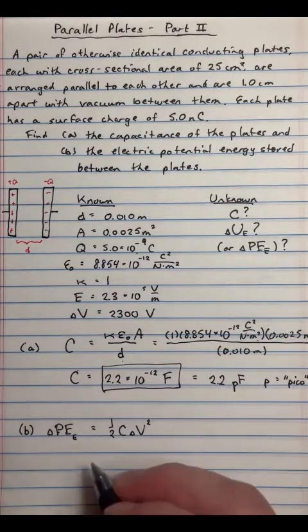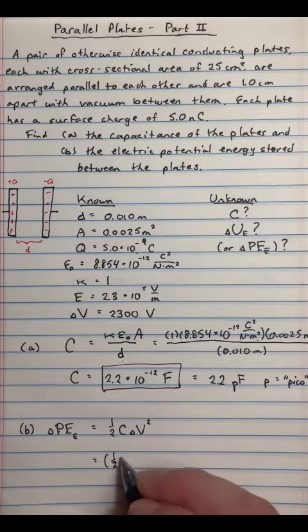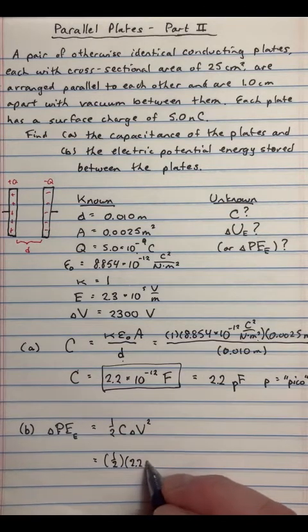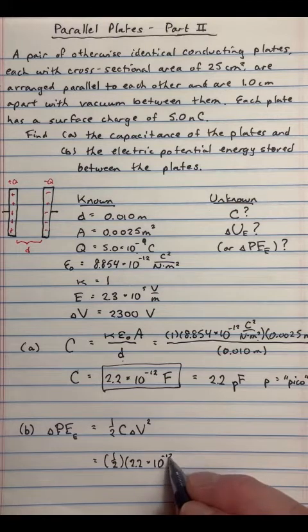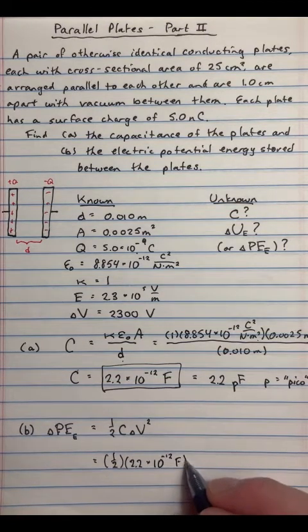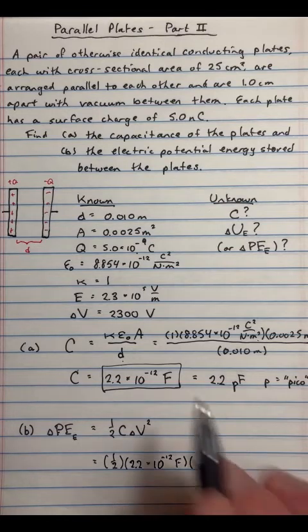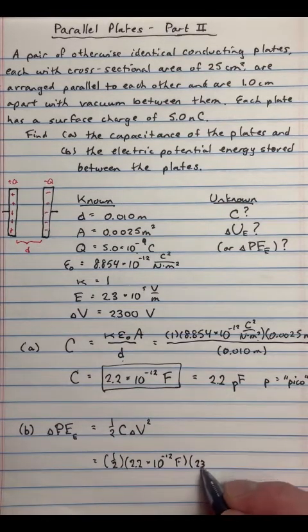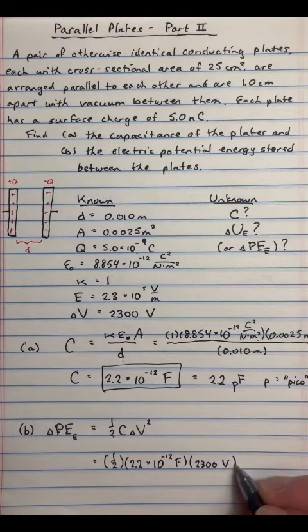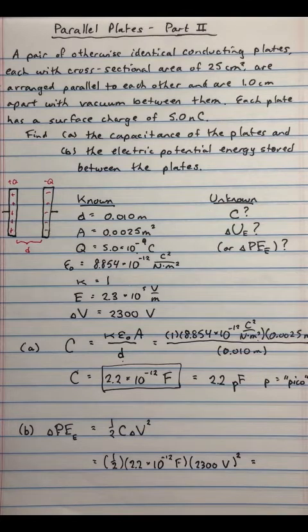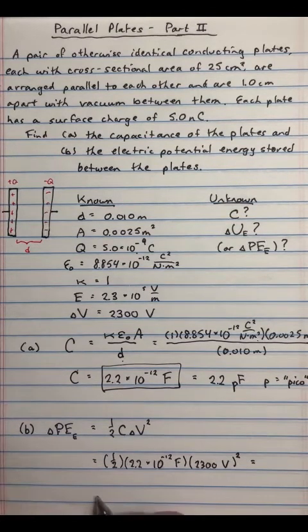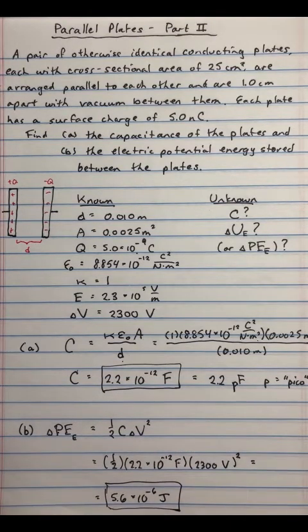All right, enough of that. Let's go ahead and calculate this value too. So we have 1/2, we have our 2.2 picofarads, or 2.2 multiplied by 10 to the minus 12th farads, like that. The voltage, as determined in the previous video, again rounded off, 2300 volts, and that quantity is squared, like that. And therefore, the total amount of energy, I'll write it down here, is 5.6 times 10 to the minus 6th joules.